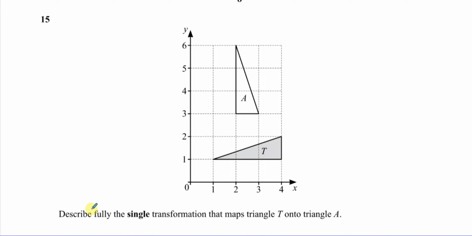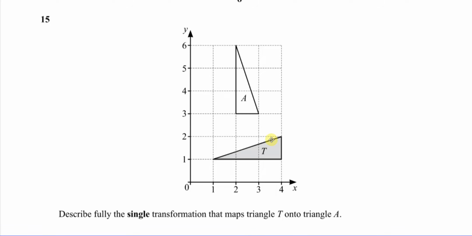One of them is shaded and called T, and the other is unshaded, called A. It says describe fully the single transformation that maps triangle T onto triangle A. So it's one single transformation that we have to mention that maps these two triangles one onto the other.